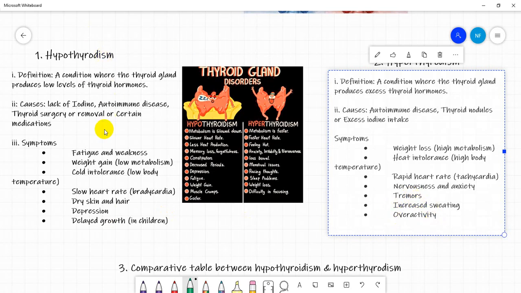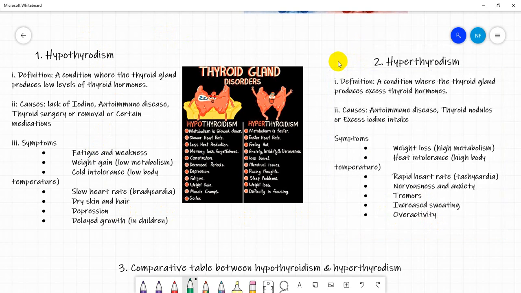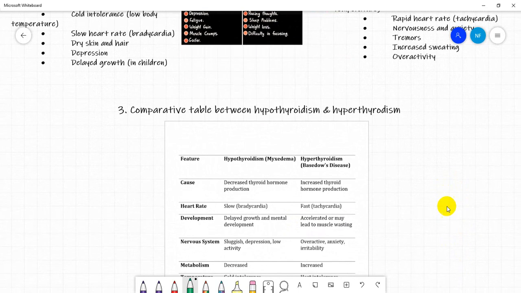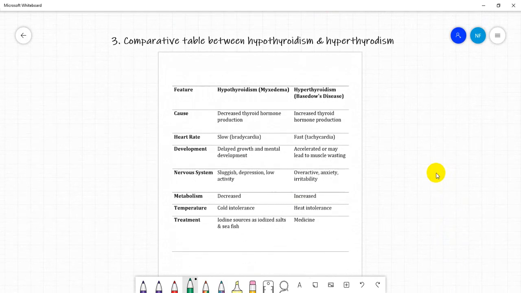So hypothyroidism is the condition caused by the production of low amounts of thyroid hormones T3 and T4. Hyperthyroidism is the condition caused by the production of high amounts of the thyroid hormones T3 and T4. We made a comparative table between hypothyroidism and hyperthyroidism. It facilitates making this comparison.